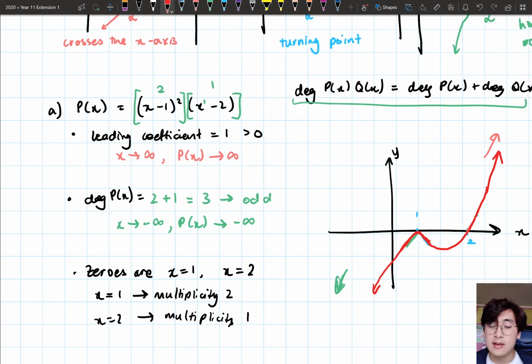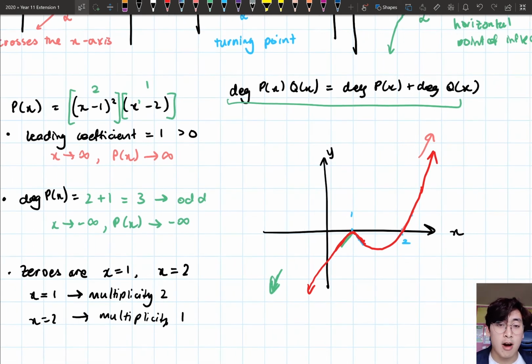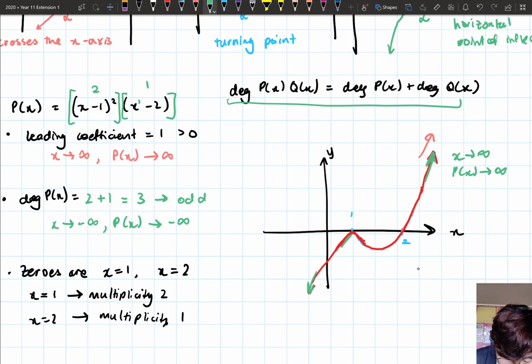The leading coefficient means that when x goes to infinity, p of x also goes to infinity. That's what we have over here. So here, x goes to infinity, p of x goes to infinity. On the left-hand side, because it's odd degree, when x approaches negative infinity, p of x goes in the opposite direction. So p of x goes to negative infinity. That's what we have over here.